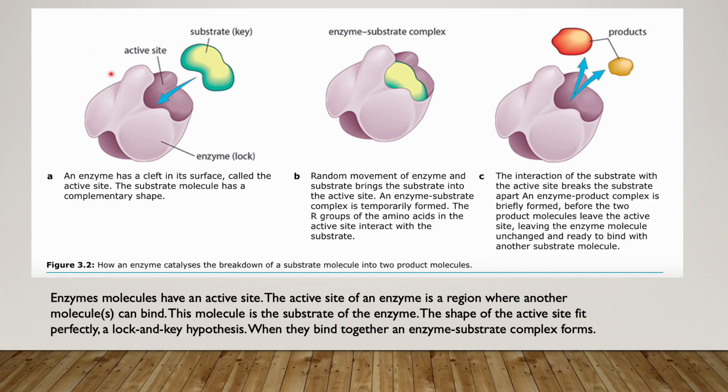So here's your enzyme. This is the active site where the substrate would actually bind. This is our enzyme substrate complex, where the bond has occurred between the enzyme and the substrate. And then, of course, once the reaction occurs, it's going to release the products. The enzyme is not consumed within the reaction.